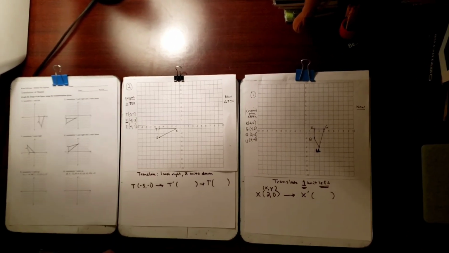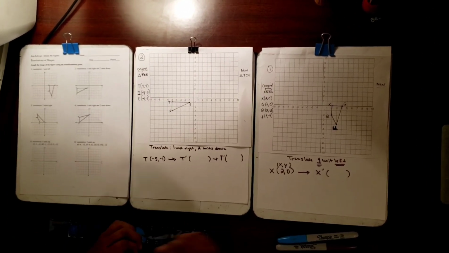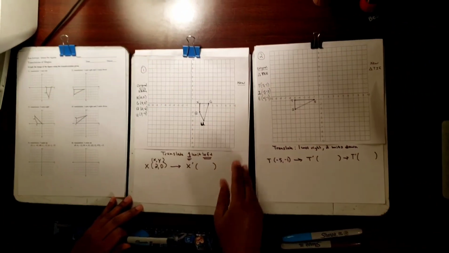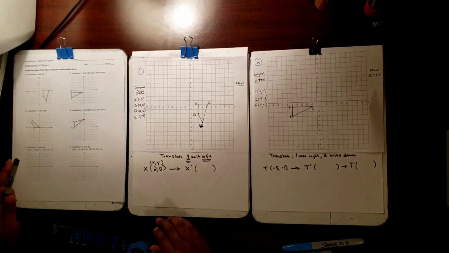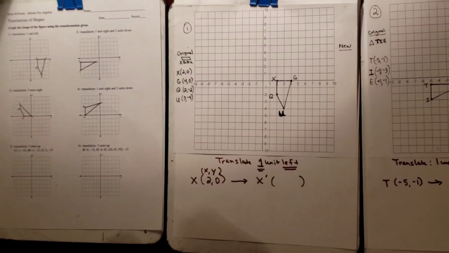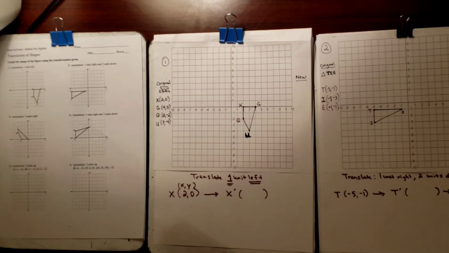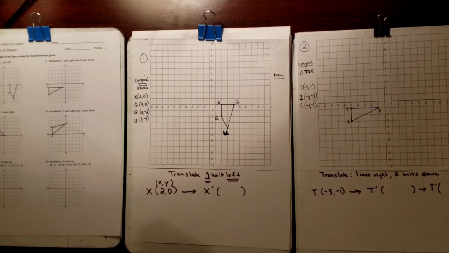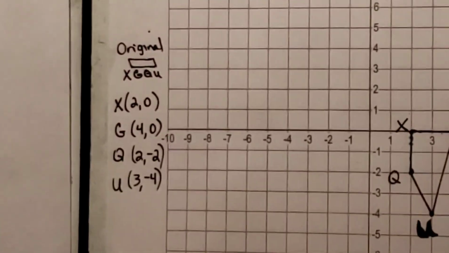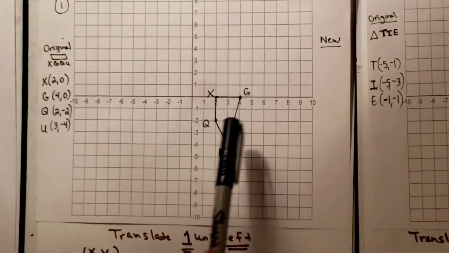So we're going to work out number 1 and number 2. And let me switch these around. So number 1, I have redrawn it on a bigger graph so you can see it better. So this is the same thing as that on your worksheet. What I've done first is listed out all of the points from your quadrilateral, and they're listed right here. So this is quadrilateral X, G, Q, U, and here are all the points.